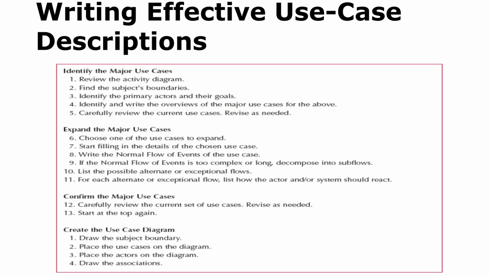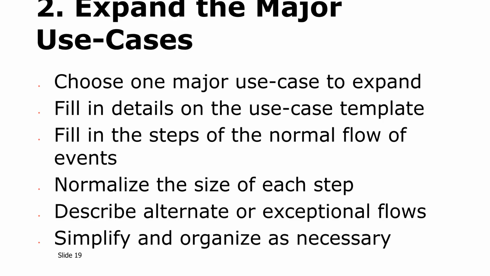This diagram summarizes the detailed steps for writing effective use case descriptions, covering identification, expansion, confirmation, and creation of the use case diagram. Step 2. Expanding the major use cases involves choosing a use case to detail, filling in the use case template, describing the normal flow of events, normalizing step size, describing alternate or exceptional flows, and simplifying as needed.